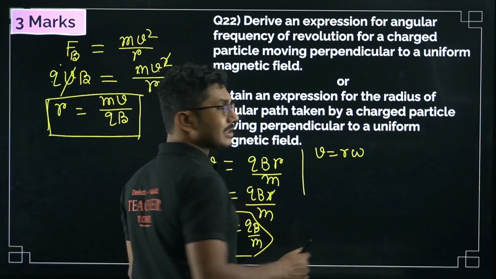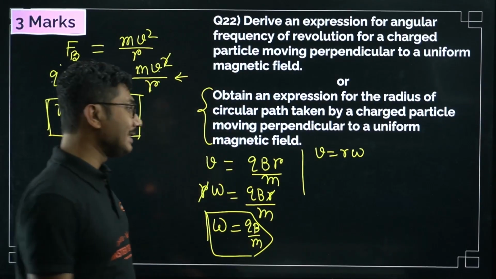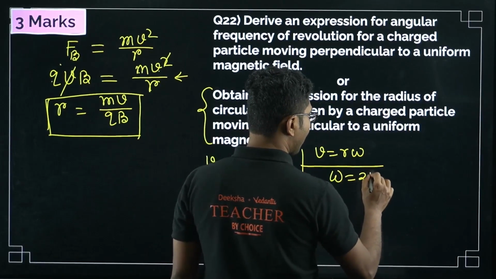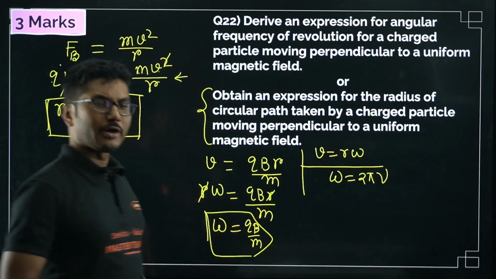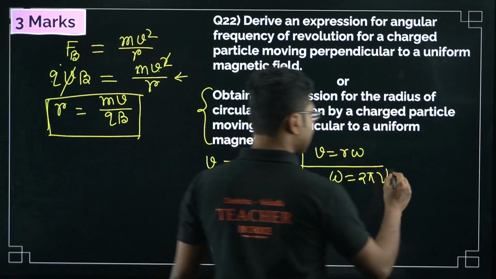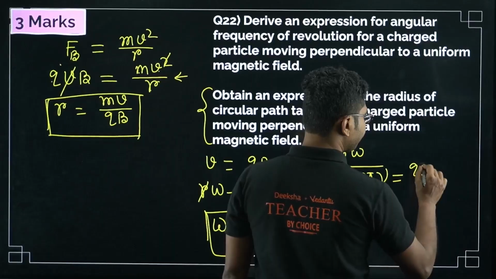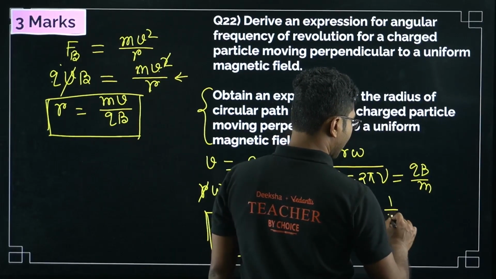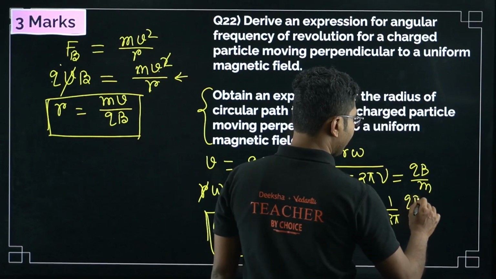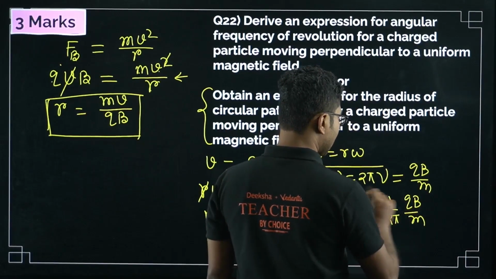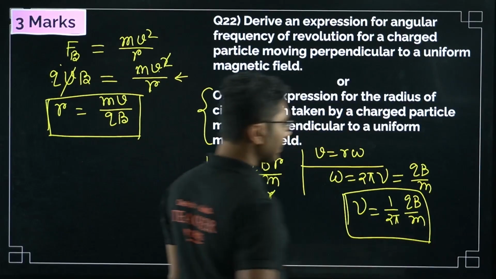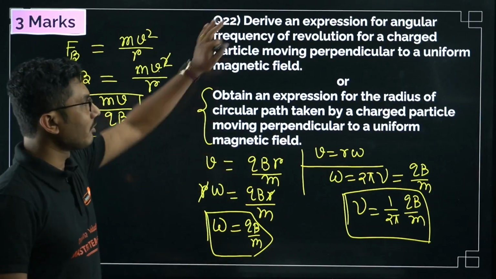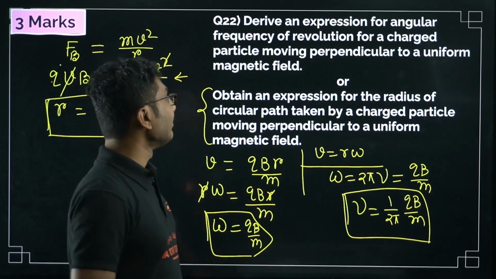Now if they ask you for only the frequency of rotation, then you should know that omega is equal to 2π ν, where ν is the frequency, or 2π f. That equals qB/m, or ν equals 1/2π times qB/m. This is sometimes called cyclotron frequency. Even though the cyclotron is not there, this expression for frequency might come. So all three possible derivations from this question we have done in one go.